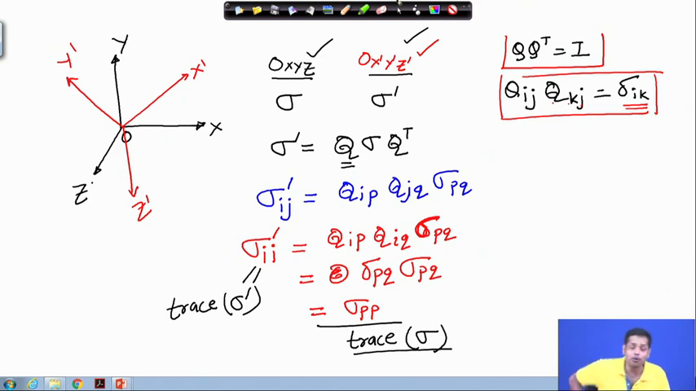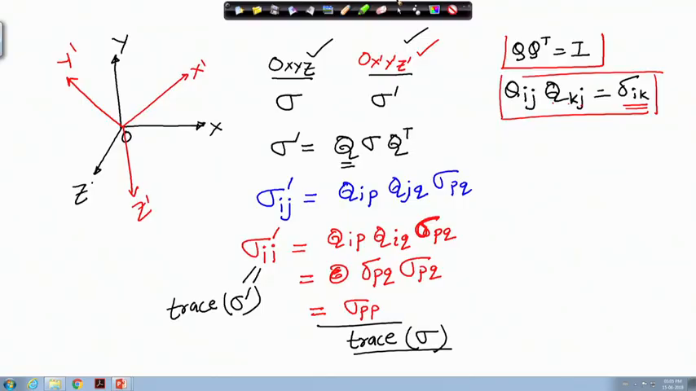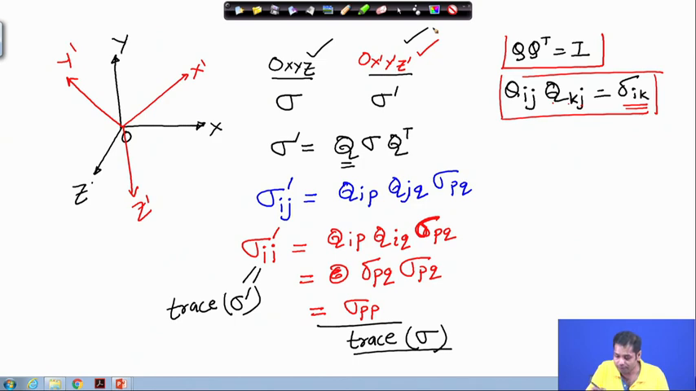Means if we change the coordinate system, the trace of the stress tensor does not change, it remains the same. So, this is an invariant. This is the first invariant of the stress tensor, which is written as I1. The first invariant is sigma_ii written in indicial form, or the trace of sigma is the first invariant.